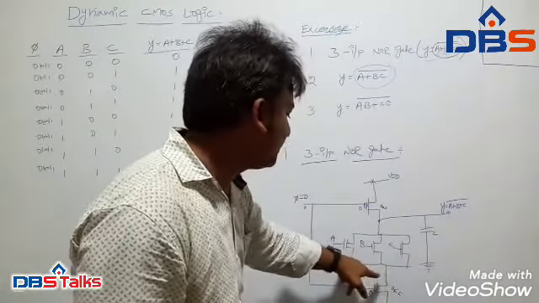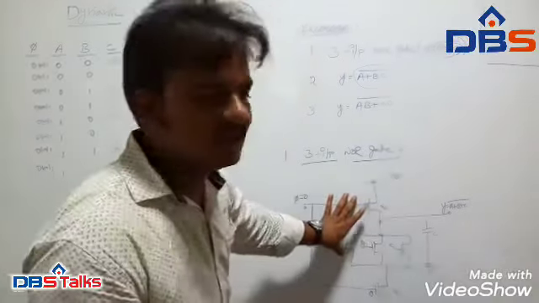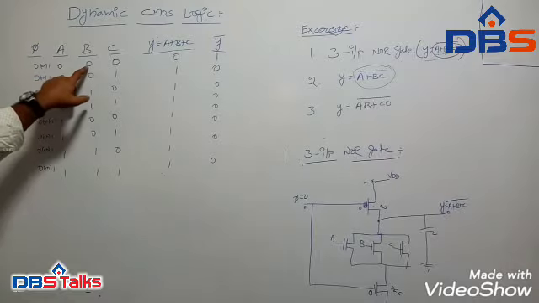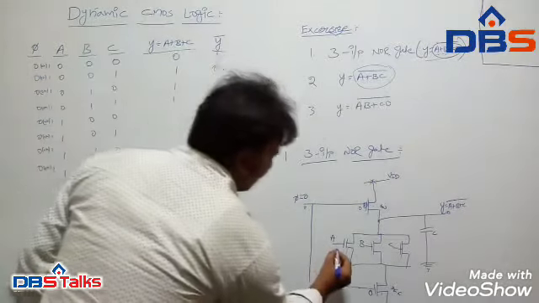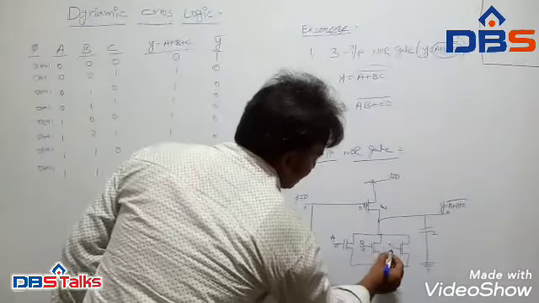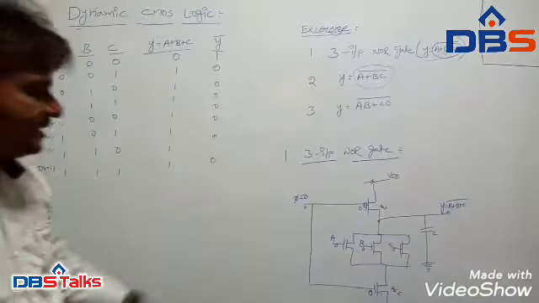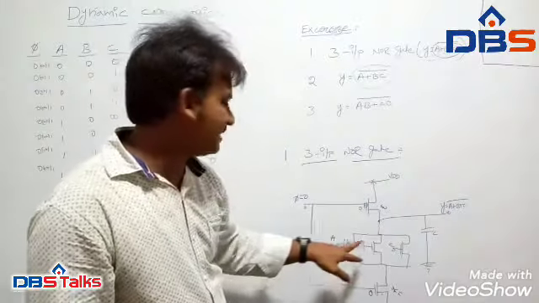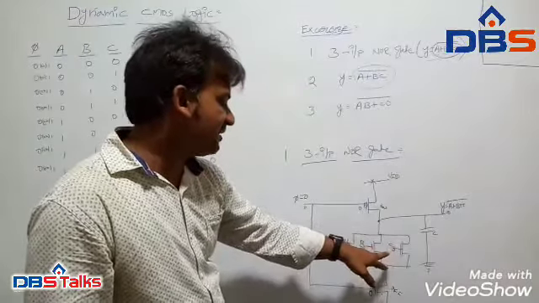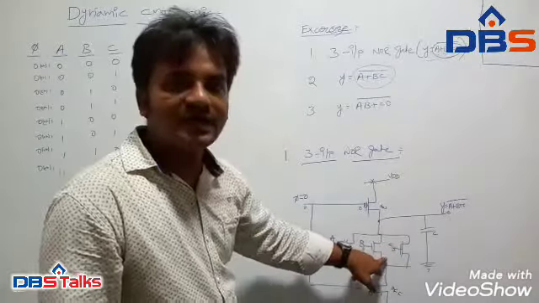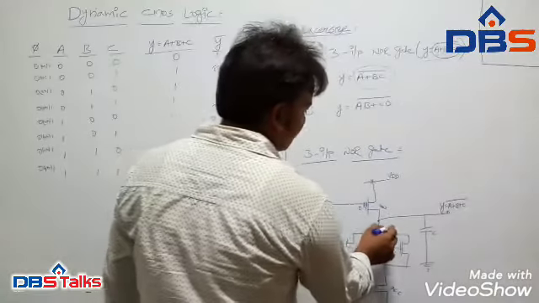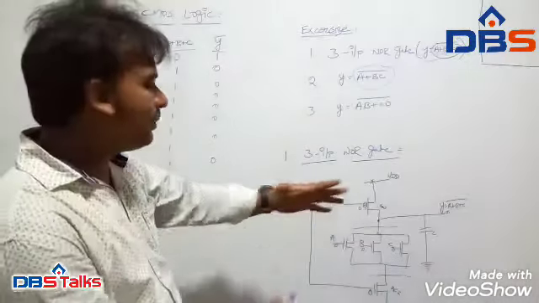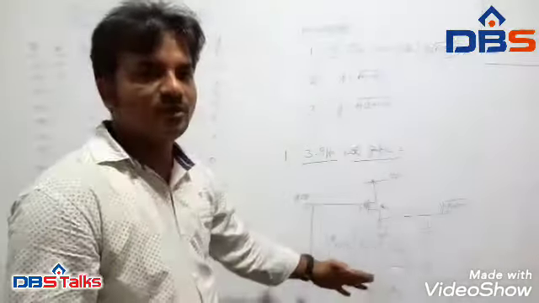That is, the ground will be terminated from the entire circuit. So in case 1, A is 0, B is 0, C is 0. Whenever we apply A = 0, B = 0, C = 0, at that condition the A transistor, B transistor and C transistor should be in off condition. Off means the entire path will be terminated, so it will be open from top to bottom.